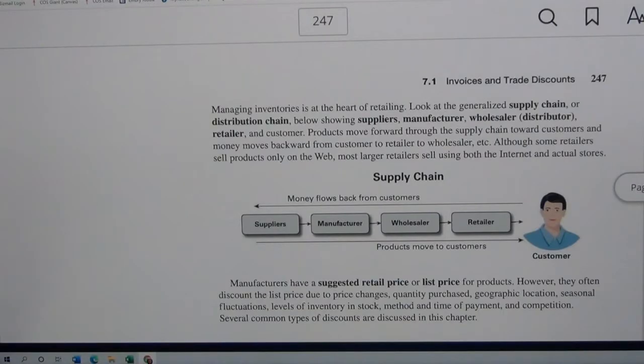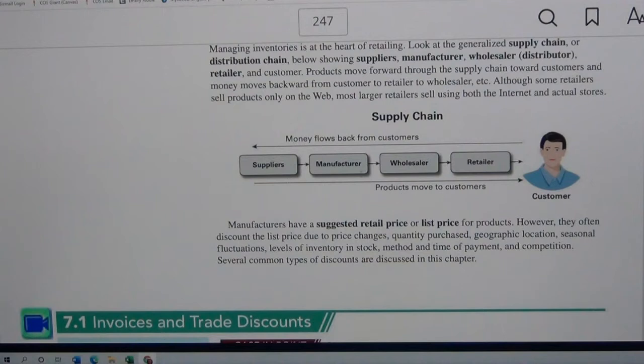The textbook goes on to discuss invoices and trade discounts and talks a little bit about the supply chain. When we're talking about the supply chain, we're talking about how money flows from suppliers to manufacturers to wholesalers to retailers and then finally to the consumer or the customer. The products will move from the left to the right: supplier, manufacturer, wholesaler, retailer. And then money moves from the retailer to the wholesaler, manufacturer, and supplier.